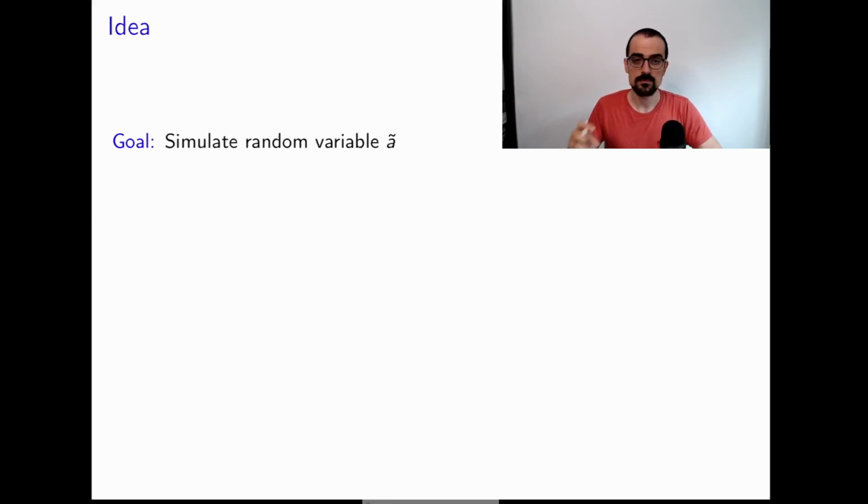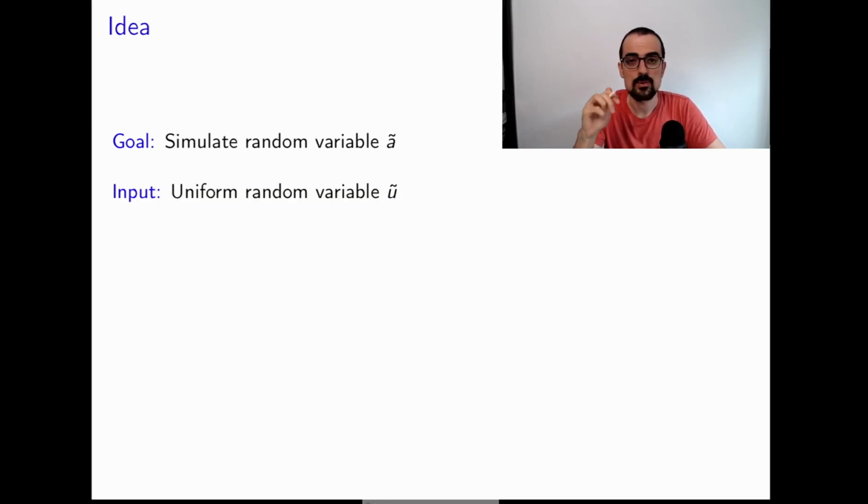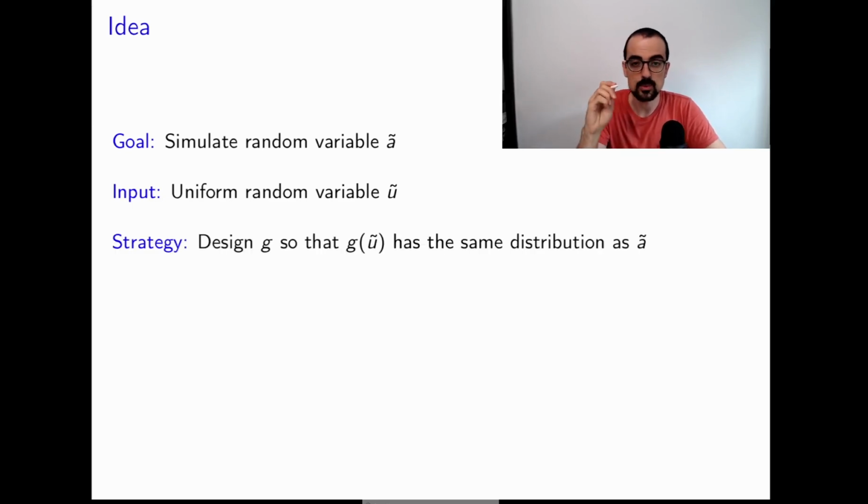We want to simulate a random variable A, and we know its distribution. And what do we have? We have a uniform random variable U. Our strategy is going to be to design a deterministic function such that when we apply it to U, we get G of U, and G of U has the same distribution as A. We already saw that when we apply a deterministic function to a random variable, for most reasonable functions, we're going to obtain a random variable.